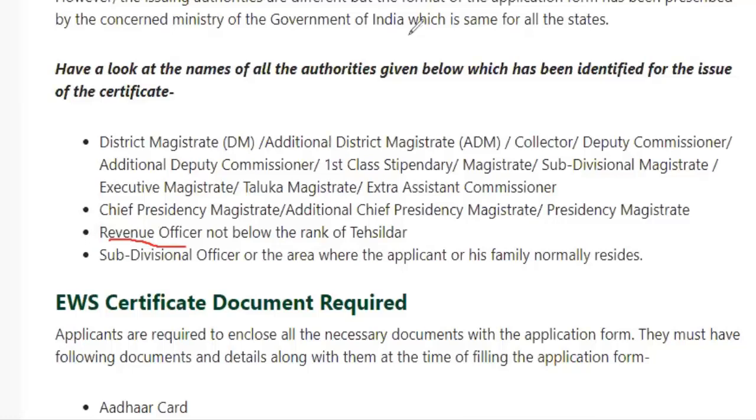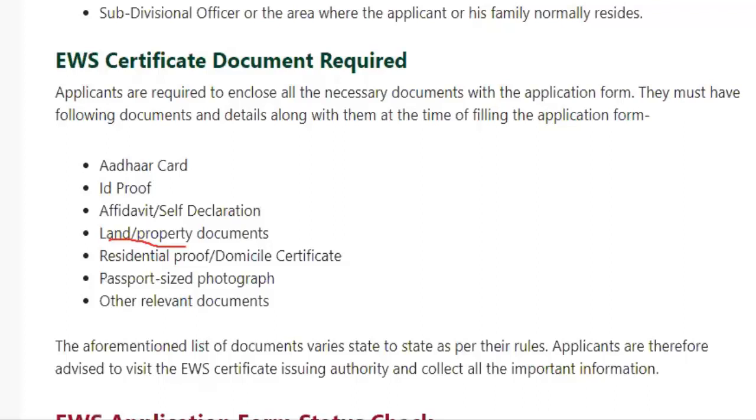And as far as what documents you have to submit, if I scroll below, this is what you have to submit. The documents might be one or two more than what has been mentioned here. It all depends, because these things keep on changing. So Aadhaar card, ID proof, land property documents, residential proof, other documents, payslip and all. So this is how it is.